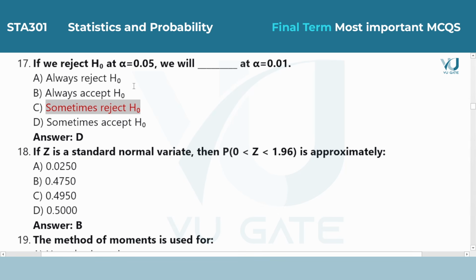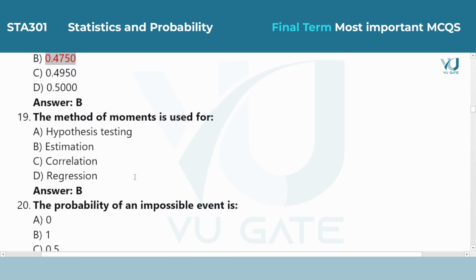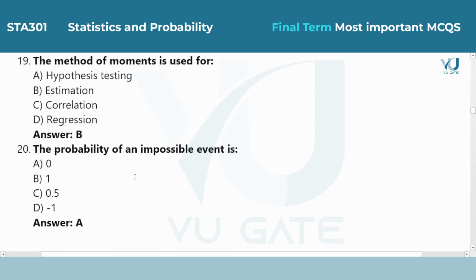Question: if z is a standard normal variate, then P of 0 less than z less than 1.96 is approximately? Answer: B. 0.475. Explanation: this value represents the probability of a score falling between the mean and 1.96 standard deviations on one side of the curve.